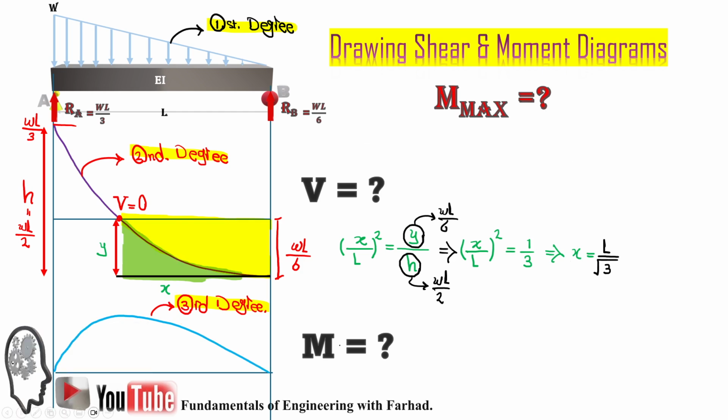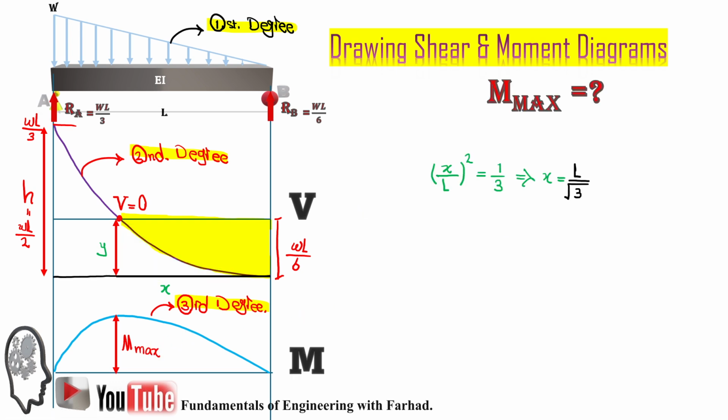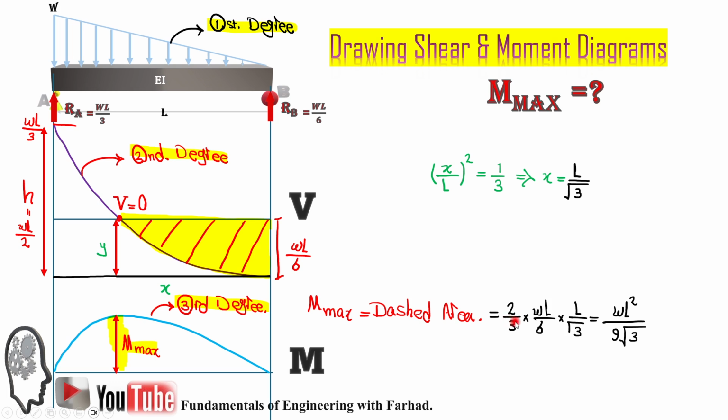So if that's the case, now let's do the M maximum calculation over here. That simply says if we have this relation and we know x is equal to L over square root of 3, then the area under this yellowish area is equal to the amount of maximum M. And maximum M is the dashed area, or this yellowish area, and that's simply 2/3 of WL over 6 times the length of X, which is, let's get rid of this part, X is just this value, times L over square root of 3, and it simply says maximum moment is equal to WL squared over 9 times square root of 3.